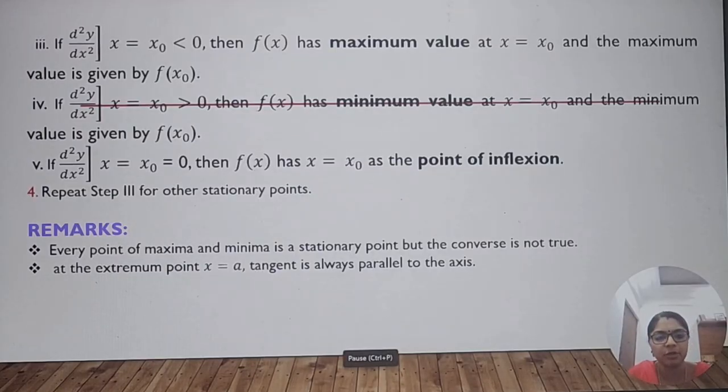And let us see two important remarks. Every point of maxima and minima is a stationary point, but the converse is not true. And the second one, at the extreme point x is equal to a, the tangent is always parallel to the axis. These two remarks we have to keep in mind while doing the problems.